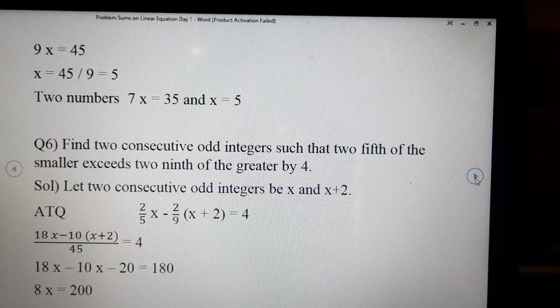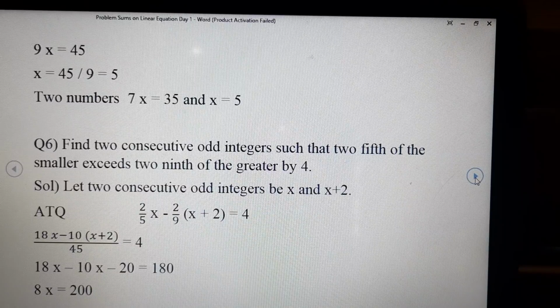If x is odd, say 3, so 3 plus 2 will be 5, and then 3 plus 4 will be 7. So every time you will be getting odd integers. If the first number is odd, then x plus 2, x plus 4, x plus 6, you will be getting odd integers or odd numbers. And likewise, if you take x as an even number, then x plus 2, x plus 4, x plus 6 will be even.